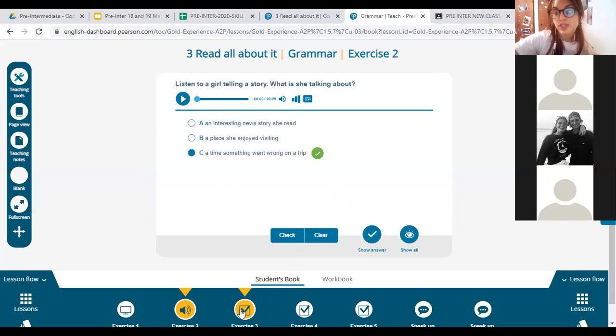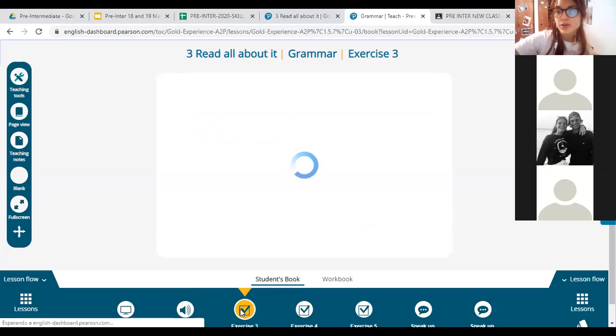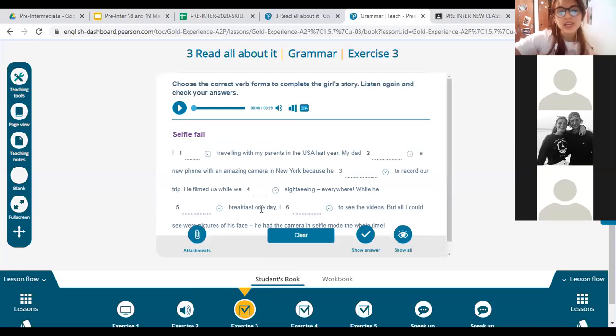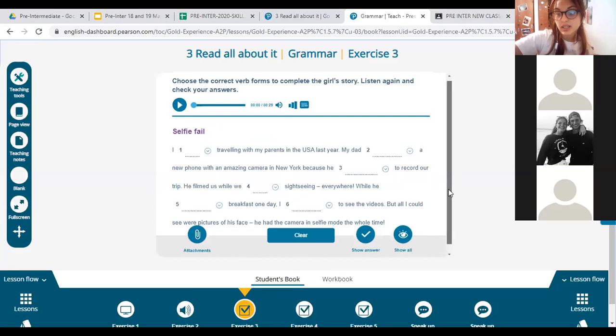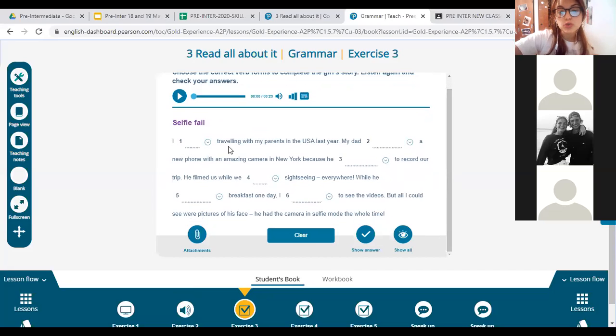Instead of recording everything. We are going to read it. Let's go to the next one. We have the same story here, but it is written, and we need to choose the correct option for each one of the blank spaces. So let's see.